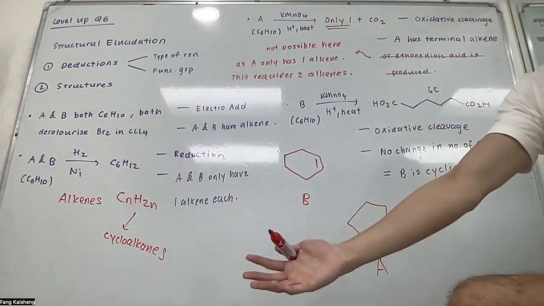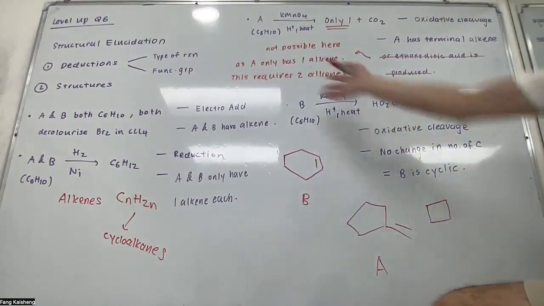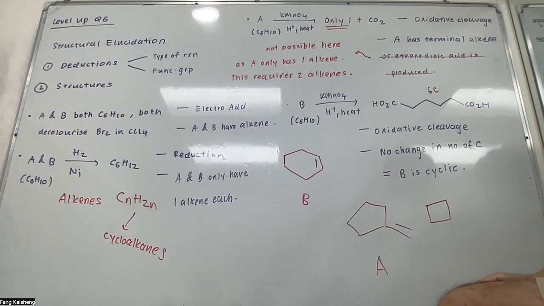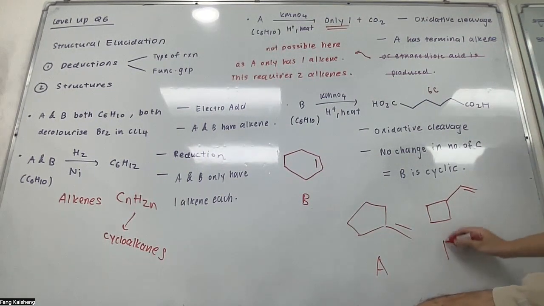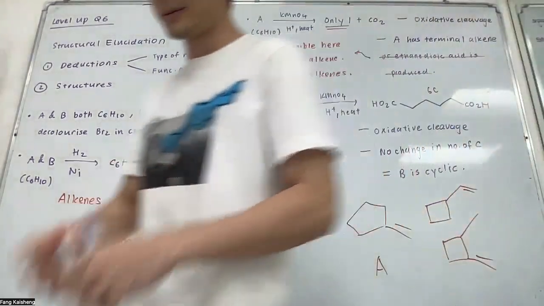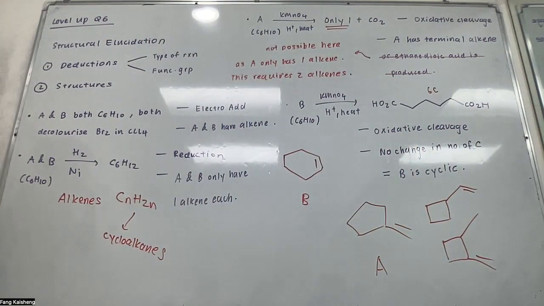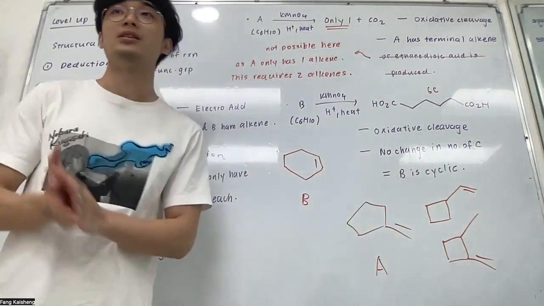So it can be a 4-membered ring. Guys, it can be 4 as well: 1, 2, 3, a square, because the question never restricted us. Then you can put the double bond like that, or like that also can. There are so many possibilities. But just stick to this. I'll draw the square.